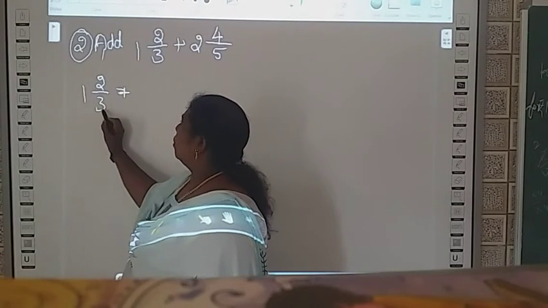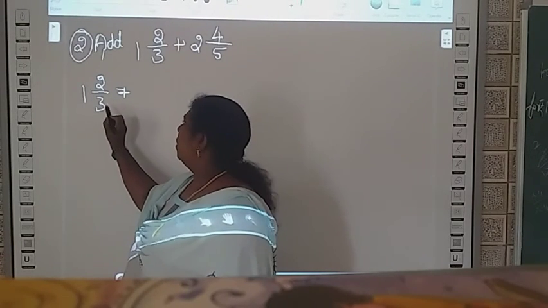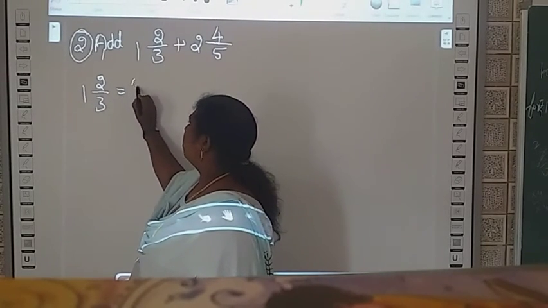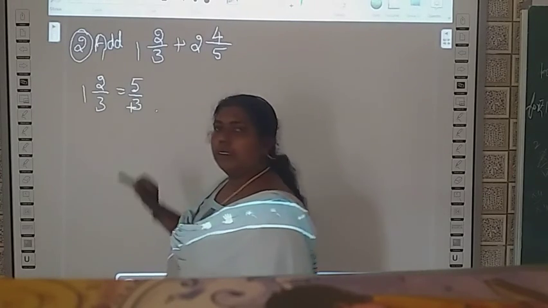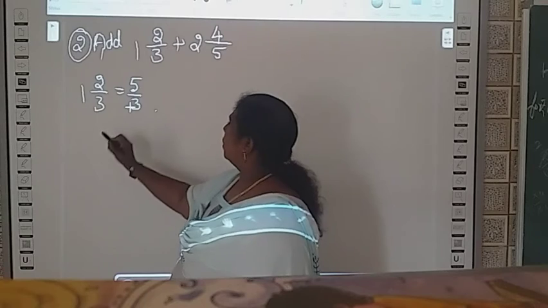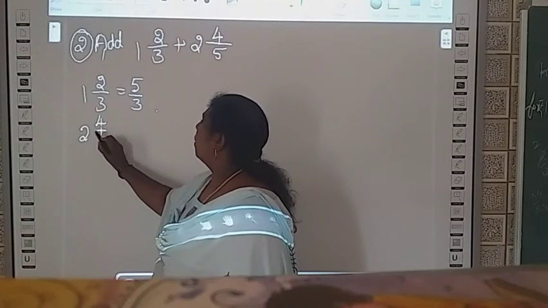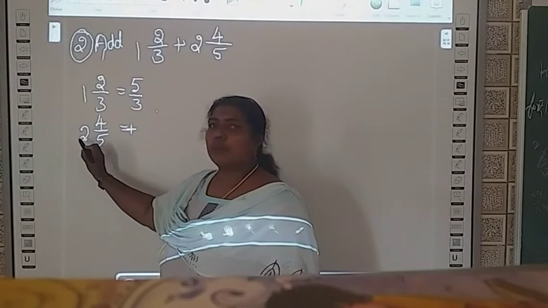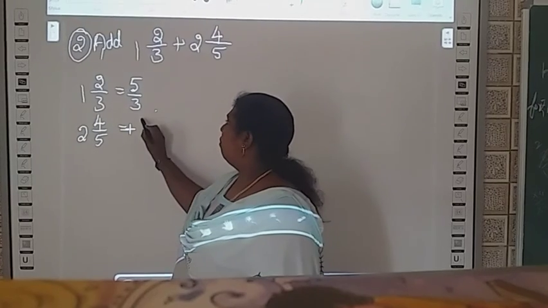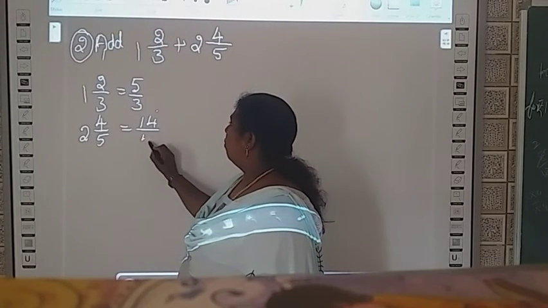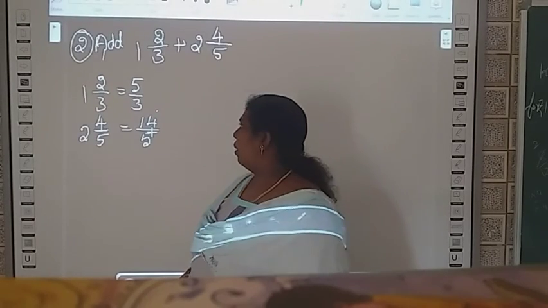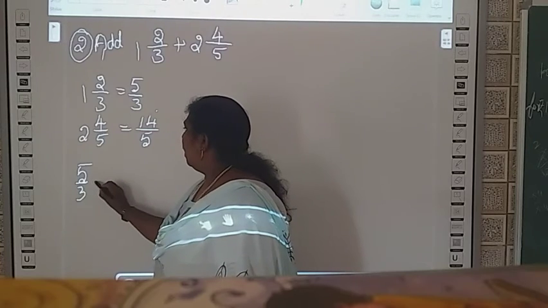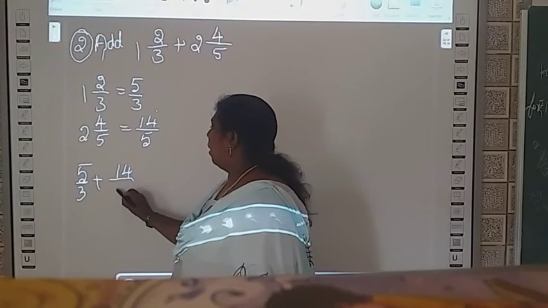How can we write it? You have to multiply the whole number and the denominator, isn't it? 3 times 1 is 3 only. 3 plus 2, how much? 5. 5 divided by 3. Then the second mixed number, 2 4 by 5. Multiply the denominator and the whole number. 5 times 2 is 10. 10 plus 4, 14. 14 by 5. Okay. And now add these two values. 5 by 3 plus 14 by 5.